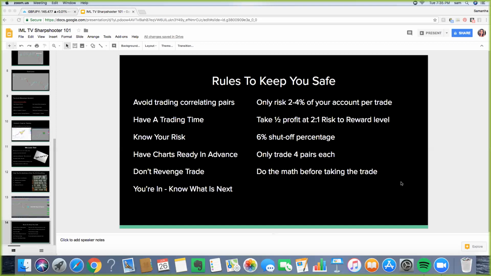The next rule that we have is you only trade 4 pairs each. We recommend you all trade 3. We currently trade 4, but that is all we will trade. Chance trades 4 pairs, I trade 4 pairs, and that way we can each keep track, get to know our pairs, and learn pattern recognition, because at the end of the day, that is what Forex is: pattern recognition.